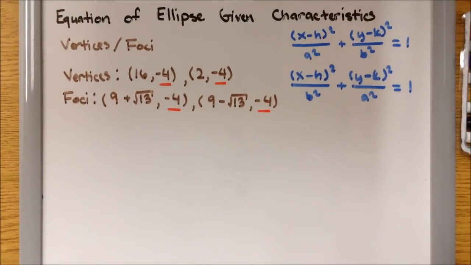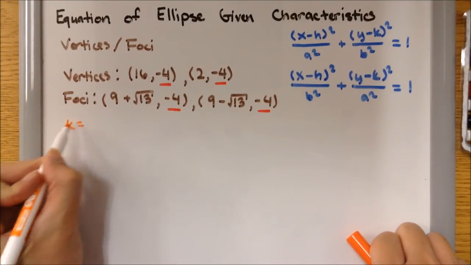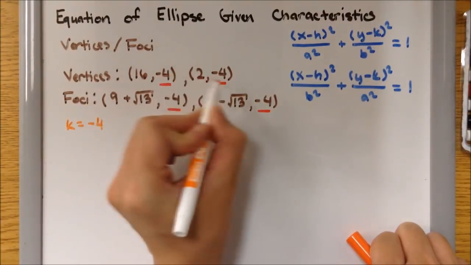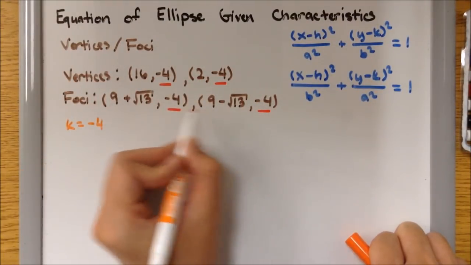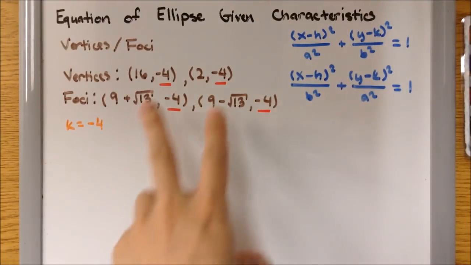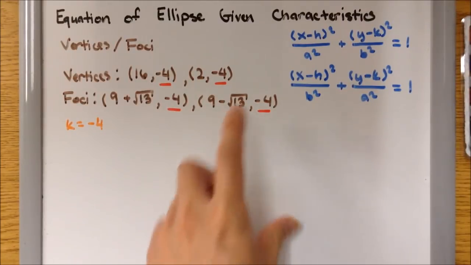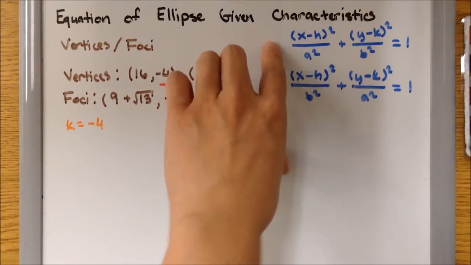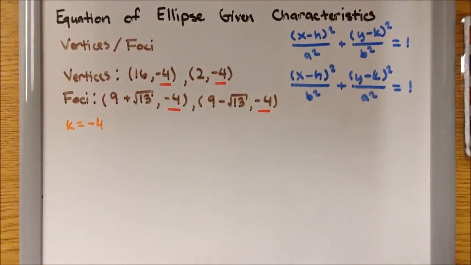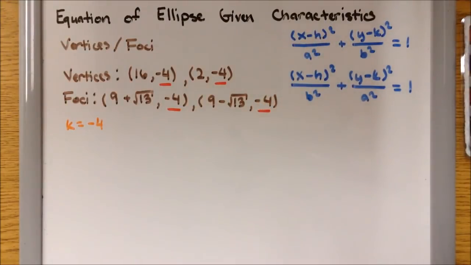So from there, automatically, you can say that k is -4, because it repeated in both the vertices and the foci. So you could safely say that k is -4. Now, in our vertices k is the same, and in the foci k is the same. The only form we have, according to the formulas, where k stays the same is when the a squared is underneath (x - h) squared.